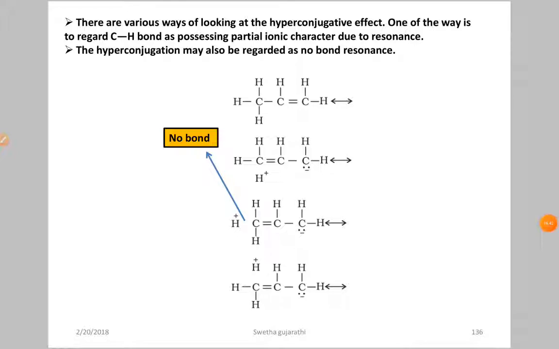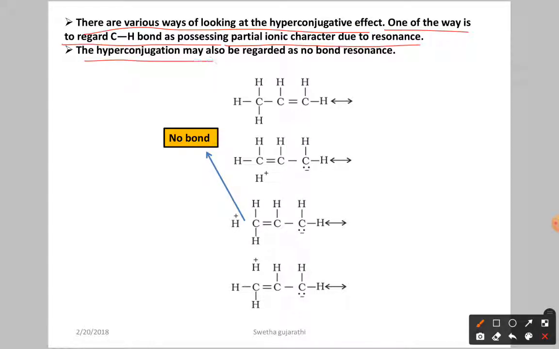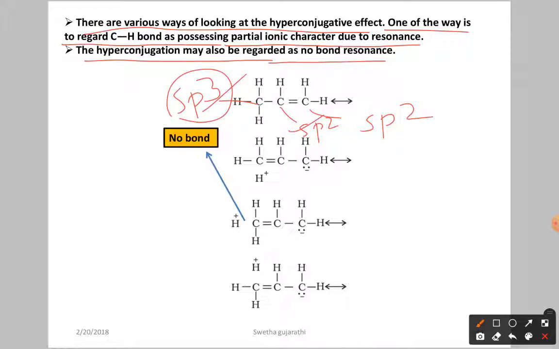Okay, here there are various ways of looking at the hyperconjugative effect. One of the ways is to regard the CH bond as possessing partial ionic character due to resonance. The hyperconjugation may also be regarded as no bond resonance. Means what here? For example, this is propene. Just now we already discussed the sp2 carbon. This is also an sp2 carbon, and this is a what? sp3 carbon. Okay. So our condition is what? An sp2 carbon should be attached to an sp3 carbon. So the condition is satisfied.